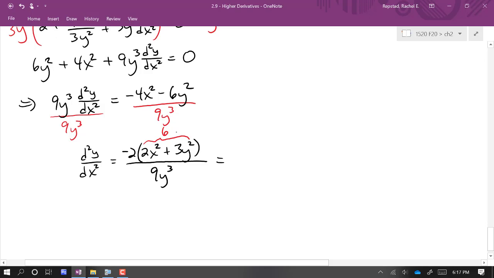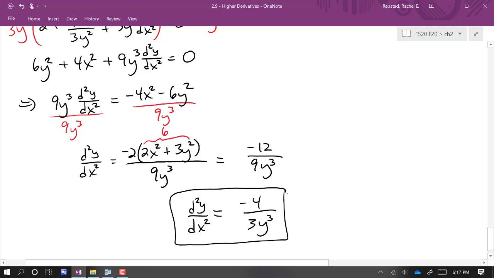So this is negative 2 times 6, negative 12 over 9y cubed, and we could actually reduce that. 3 goes into 9 and 12, so we got negative 4 over 3y cubed. And that is the second derivative. As it turns out, the value of the second derivative depends only on the y coordinate on the ellipse and not on the x coordinate.